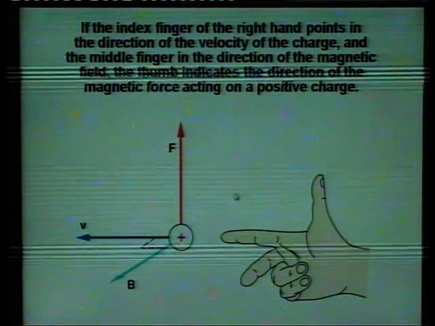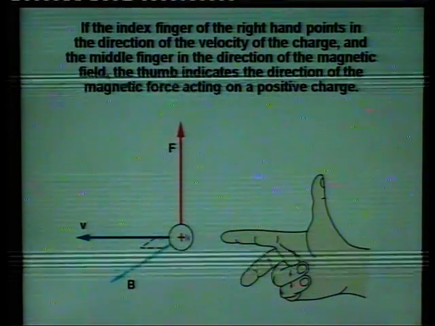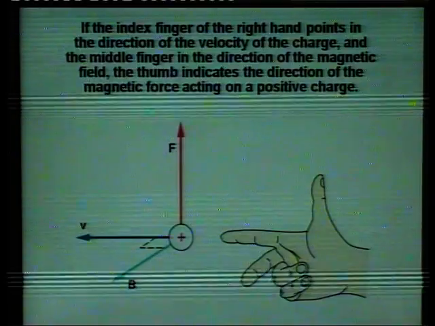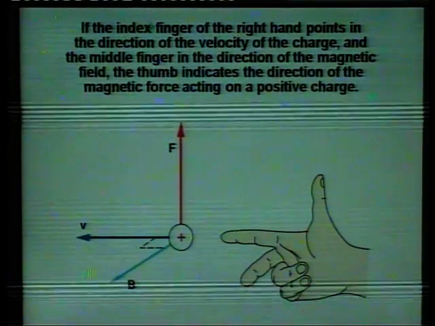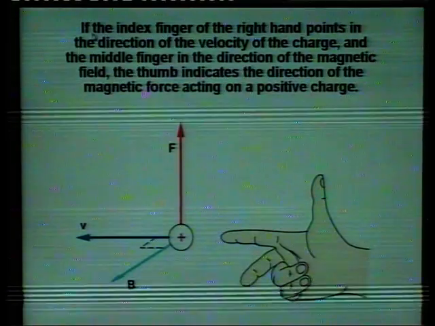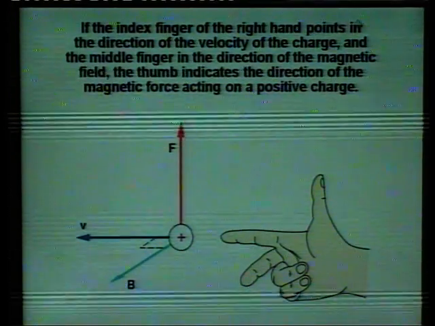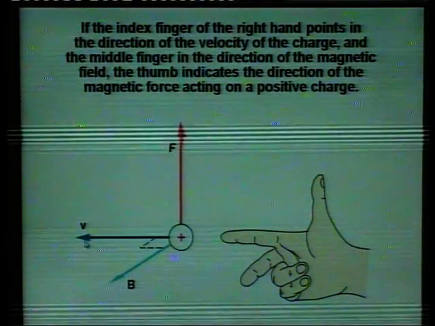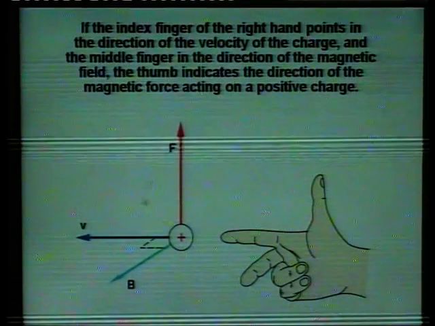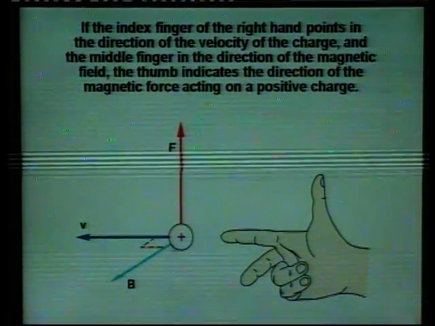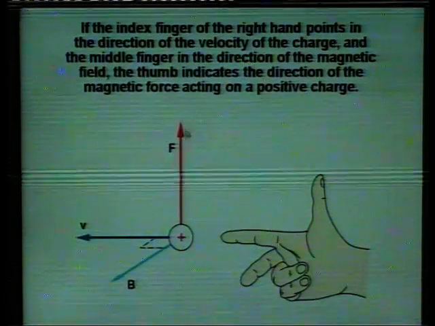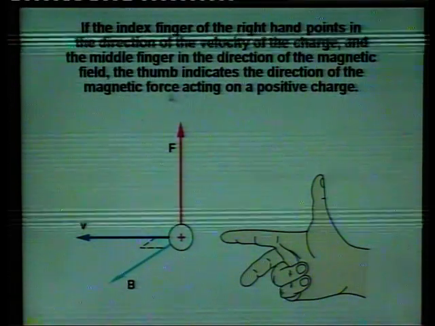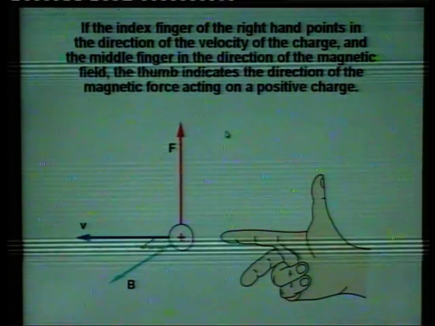Now if you have to find the direction of the force experienced by a charge moving in a magnetic field, what rule can we use? Fleming's right hand rule you can use. The index finger of the right hand points in the direction of velocity. The middle finger points in the direction of the magnetic field, and the thumb indicates the direction of the magnetic force acting on a positive charge. So this is how you can find the direction of the force as well.